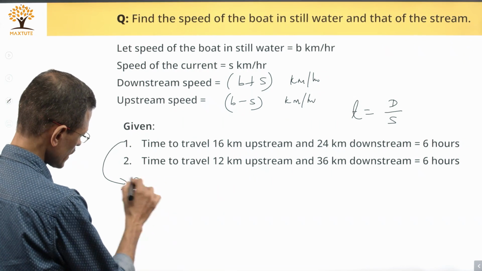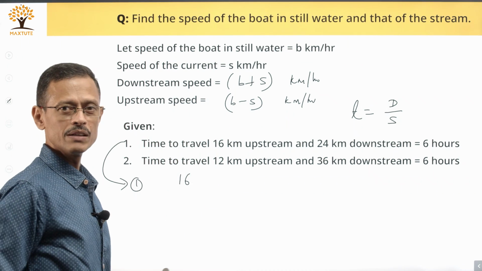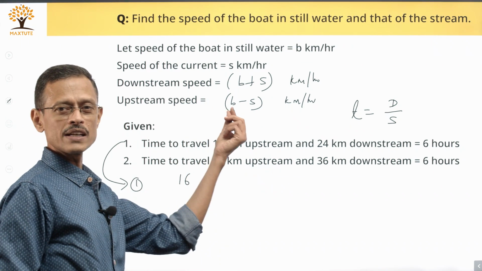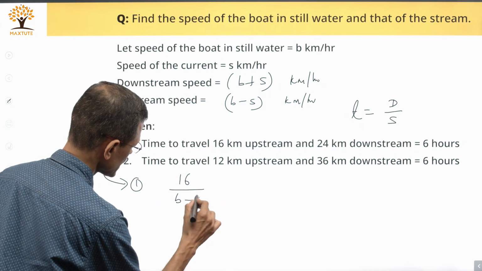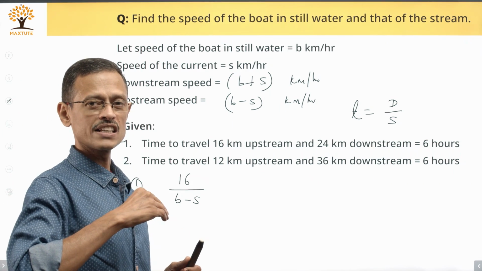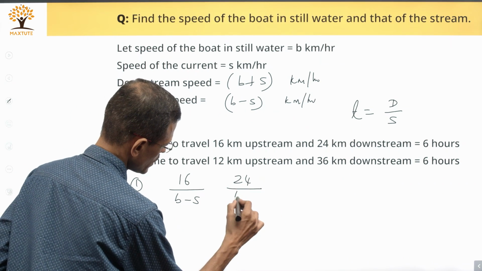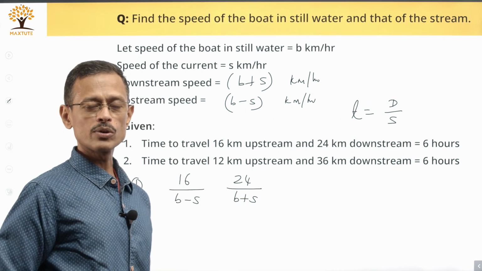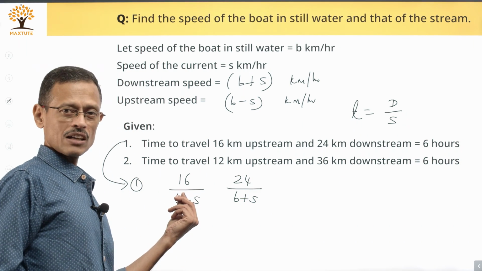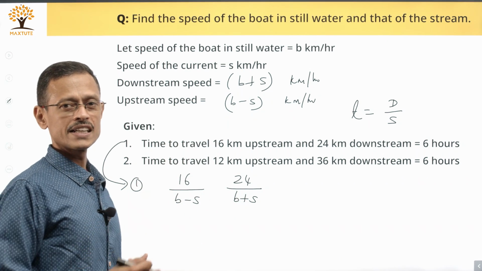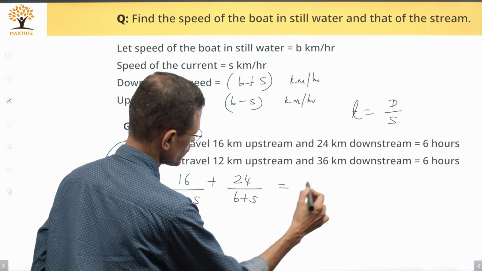We'll call it equation 1. To travel a distance of 16 kilometers upstream, upstream speed is b minus s. Distance is in kilometers, speed is in kilometers per hour, so we'll get the time in number of hours. So 16 by b minus s hours is the time taken to travel 16 kilometers upstream. 24 kilometers downstream, distance is equal to 24, speed is equal to b plus s. So time taken to travel 24 kilometers downstream is 24 upon b plus s hours. Together they are saying it's going to take 6 hours. So 16 upon b minus s plus 24 upon b plus s is equal to 6 is equation number 1 for us.